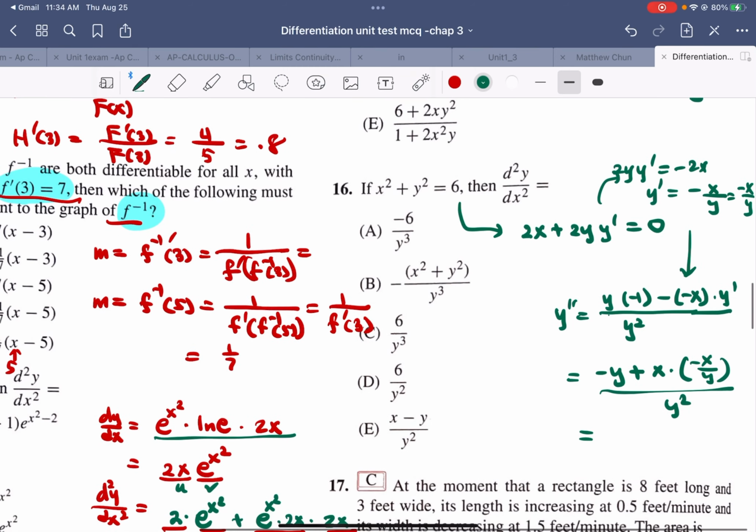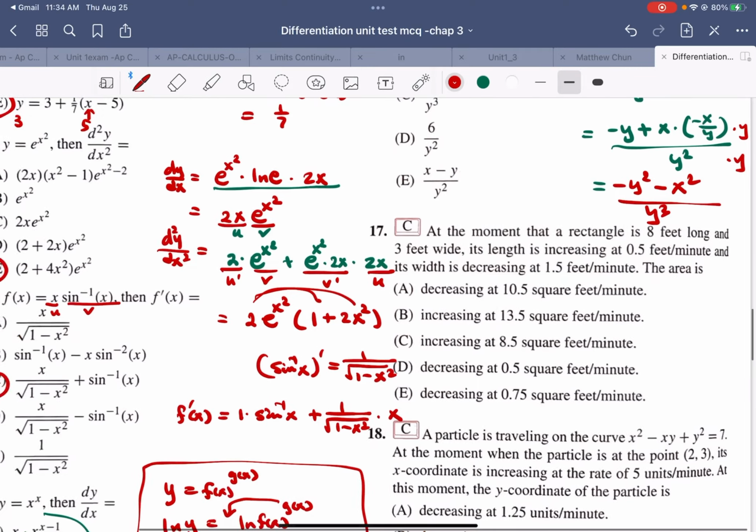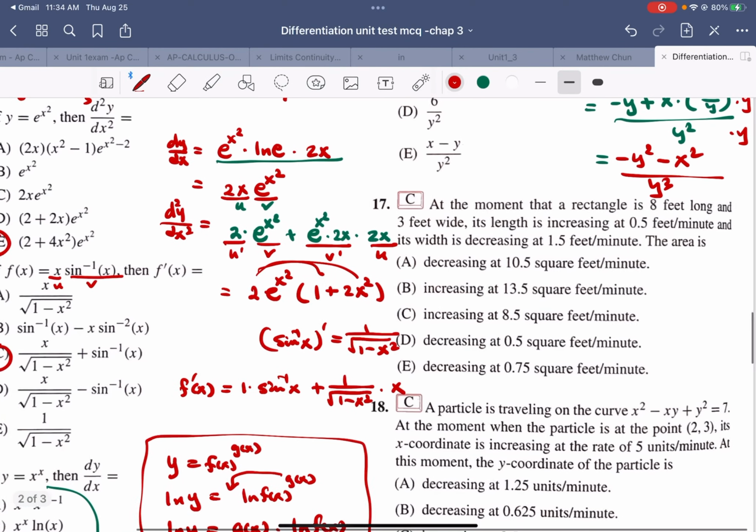So let's multiply top and bottom by y. Then y cubed on the denominator and negative y squared minus x squared. Or you can take out the negative, then you'll get b. So for 16, the second derivative will be b.